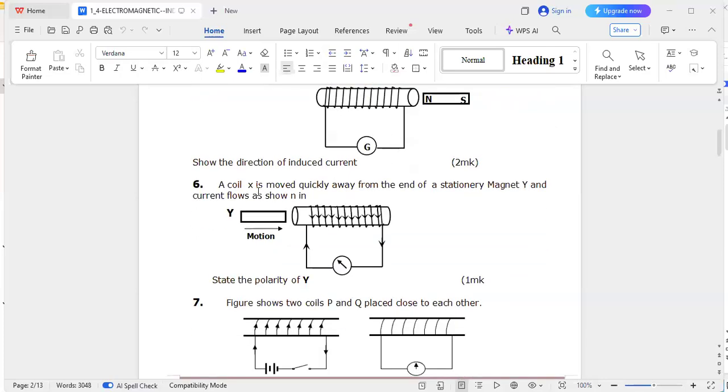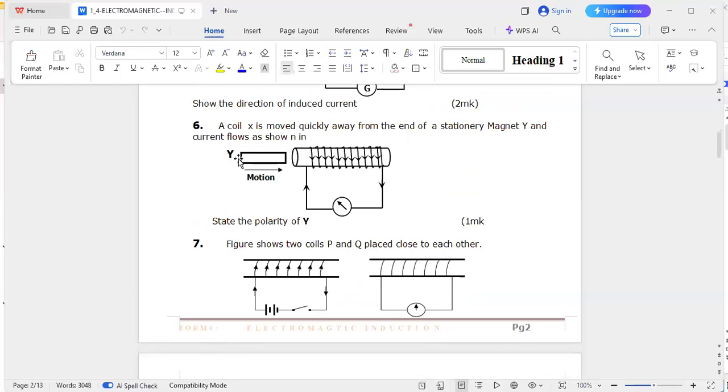Number 6, a coil X is moved quickly away from the end of a stationary magnet Y, and current flows as shown in the figure. So we can see the current is flowing using the right-hand grip rule. It means this side will be north, this side will be south.